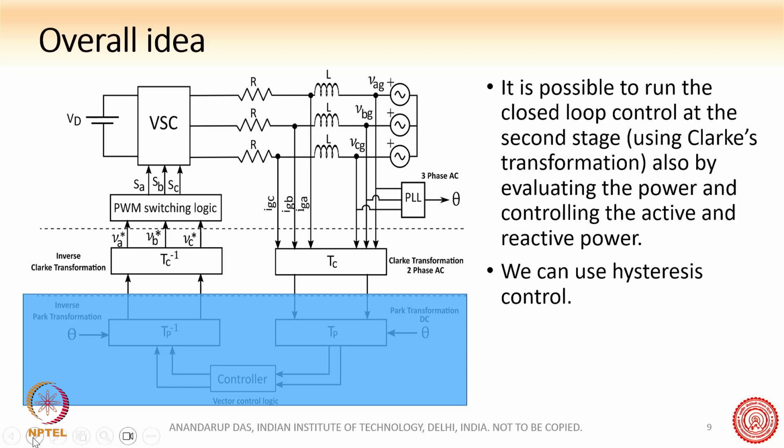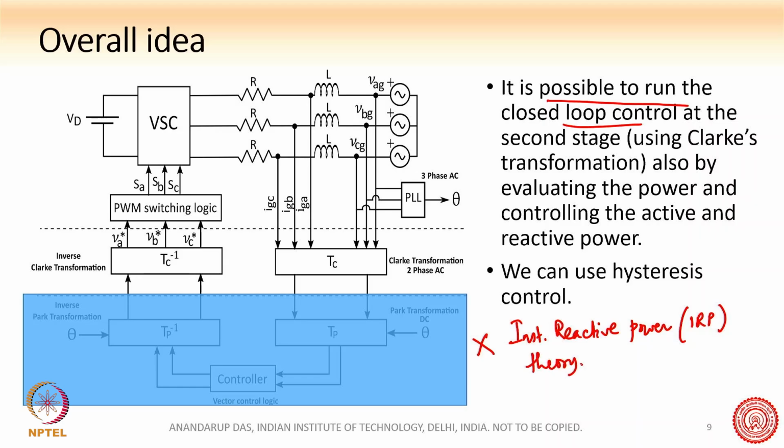One of the things is that it is also possible to run the closed loop control using Clark's transformation matrix alone. Okay, we may not use this part. This is typically done using instantaneous reactive power theory. You can see in the literature the instantaneous reactive power, IRP theory. By the way, what we are working on now is sometimes called SRF theory, synchronous reference frame theory, but you can also do this calculation using the Clark transformation matrix.